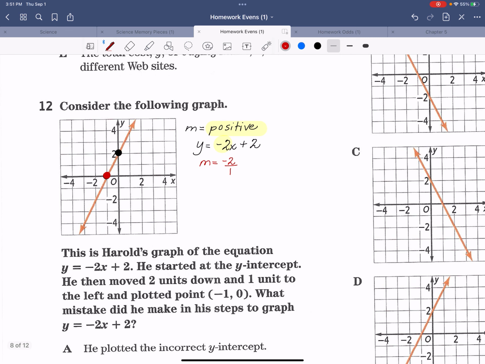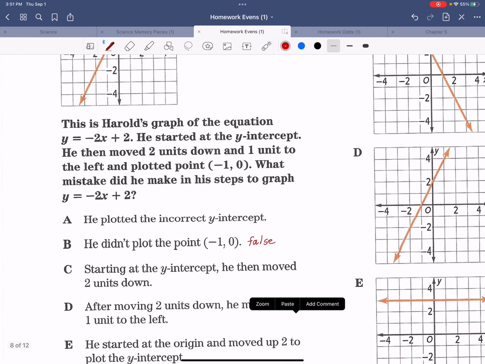Let me ask you this. I'm trying to figure out how to explain it. This is saying that you move down 2 units, and you move 1 unit to the left or right? To the right, because that 1 is positive.